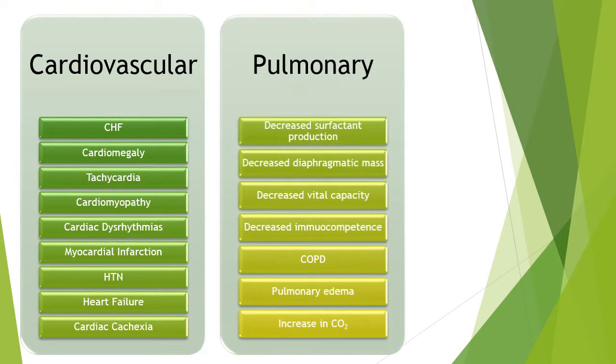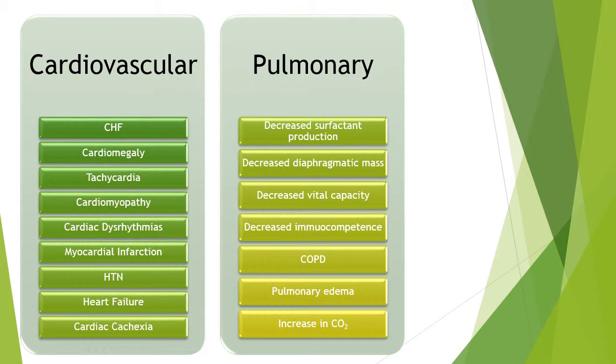In the pulmonary system, the patient may have decreased surfactant production, decreased diaphragmatic mass, decreased vital capacity, and decreased immunocompetence, and COPD, which puts them at risk for cor pulmonale. Recommendation is for prevention rather than correction. They are also at risk for fluid overload, potentially with enteral and parenteral nutrition therapy. We're going to provide meats, poultry, cheeses, yogurt, frozen yogurt, and ice cream.